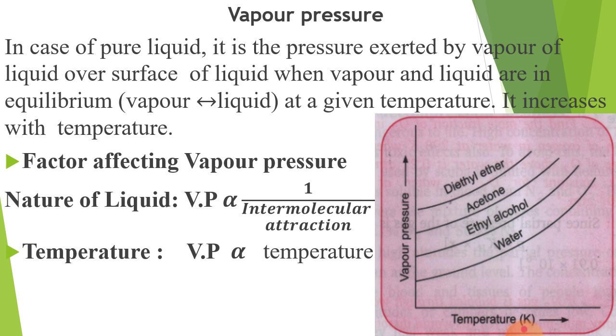So now come again to the graph. With more temperature, the vapor pressure of water is less than the others. This shows that water has more force of interaction. Another factor, temperature. Just like evaporation, the more the temperature, the more will be the evaporation. Here also, the more the temperature, the more will be the vapor pressure.